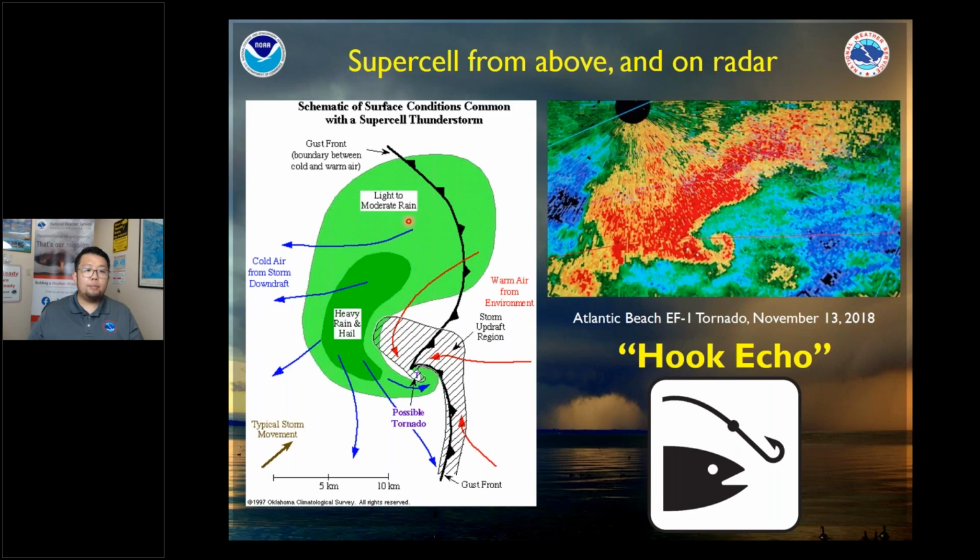This is the anatomy of it. There's some heavy rain out towards here, and then of course right where the hook gets nice and sharp, that's the greatest threat for a tornado. Does that mean there's a tornado on the ground? Absolutely not.